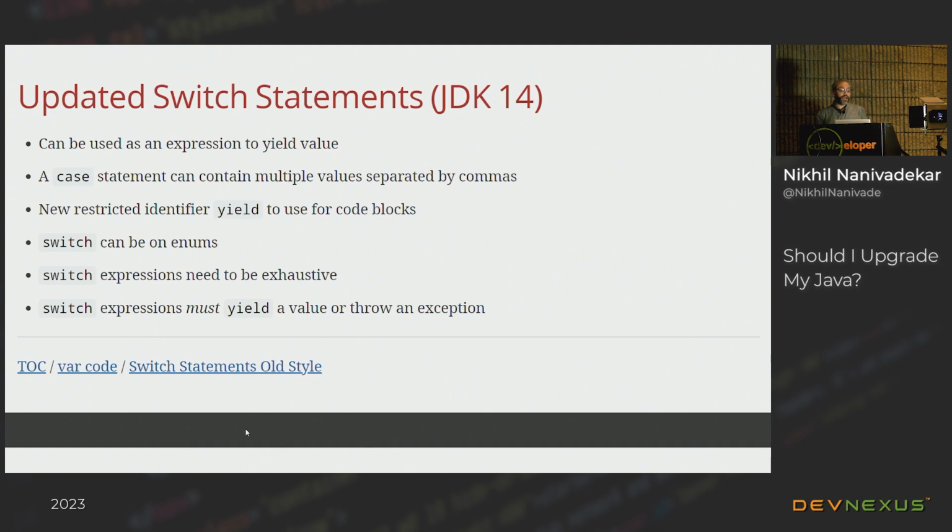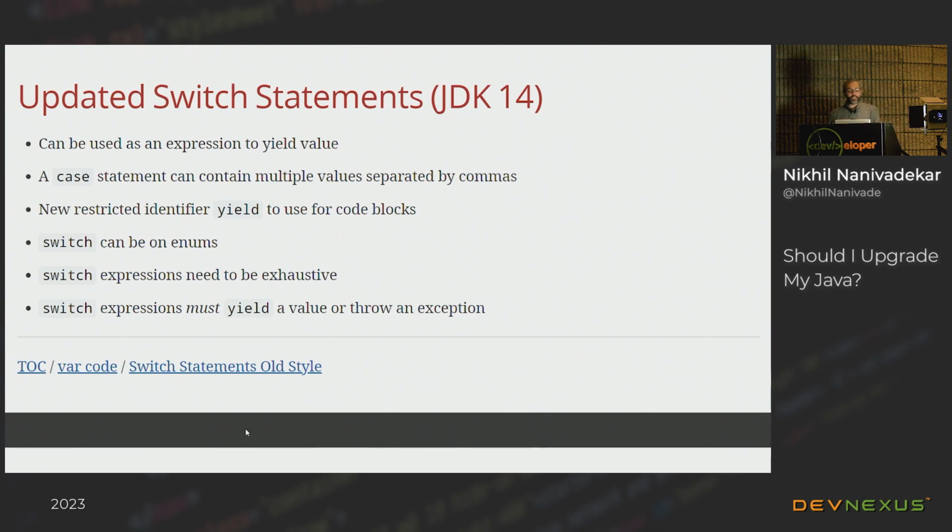So the change that has happened is that a switch statement can now actually yield a value. The case statement in the switch can contain multiple values separated by commas, which helps in writing tighter code. A new restricted identifier was also introduced: yield. Essentially, yield allows you to use switch case with code blocks, and we'll see what that means in a second with code.